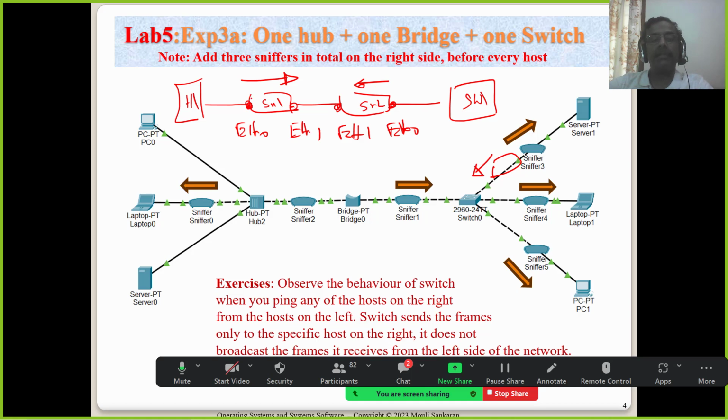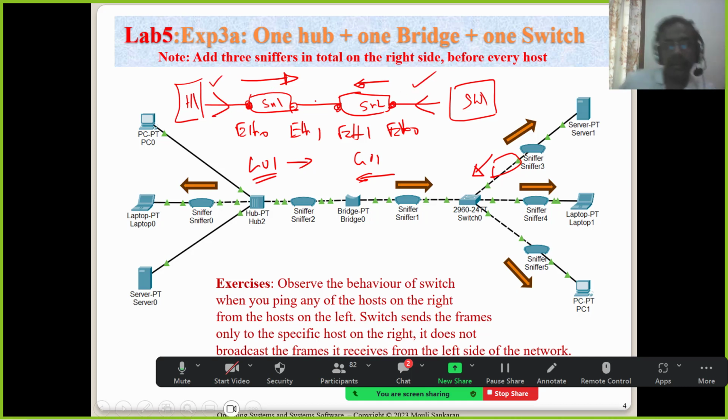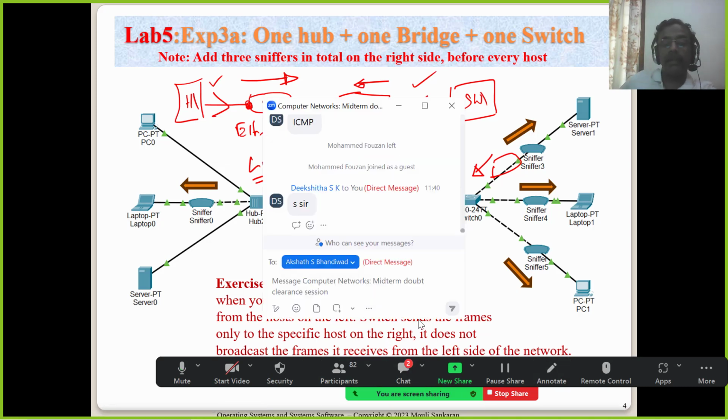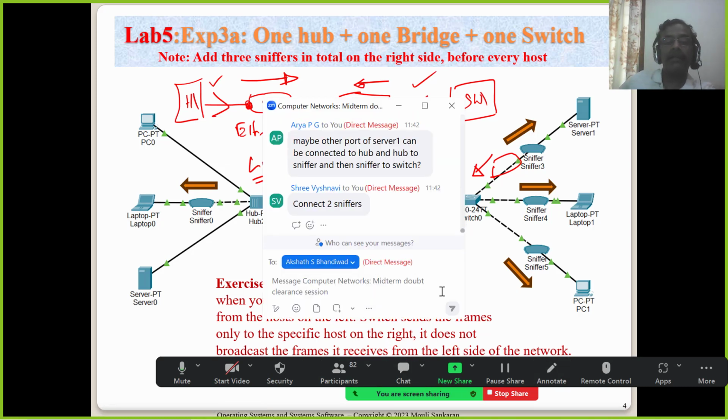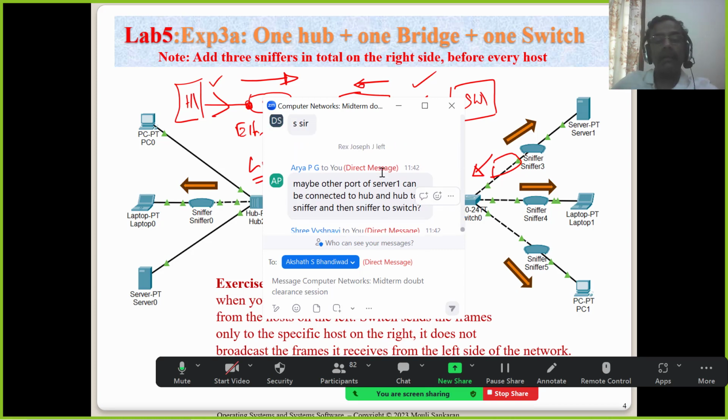That's why I think Cisco did not bother to give it in one device. We are making you connect two devices, and the GUI on this device will show you all the traffic here, and the GUI on the other device will show you all the traffic there. But the actual packet going in both directions will go through the sniffer seamlessly. This is not going to block anything. I hope this is clear to you. Very good, Smaran. Yeah, Sri Vaishnavi, very good. Maybe the port of server 1 can be connected to a hub, and the hub to the sniffer, and then the sniffer to the switch. Arya is also telling the same thing. Anyway, I think I have explained it.